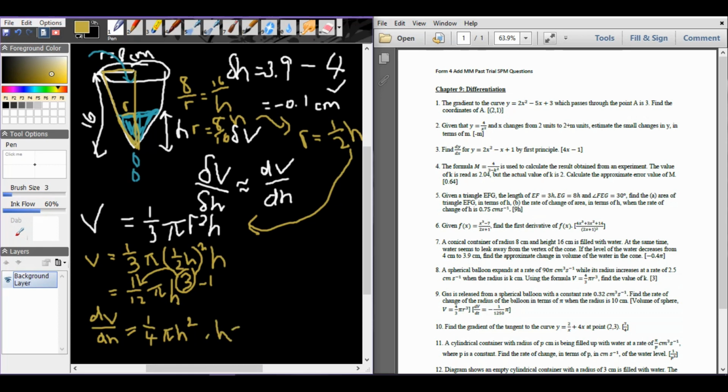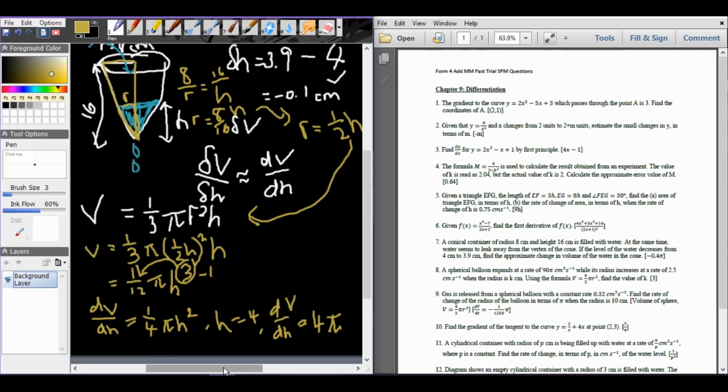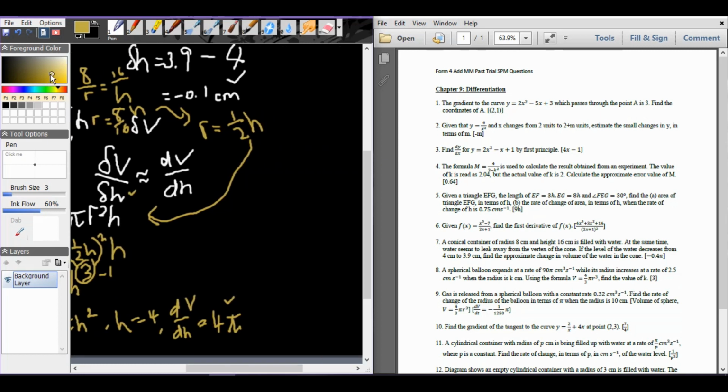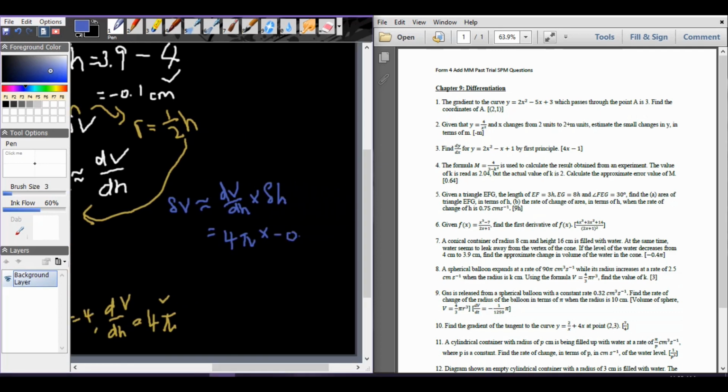Then when H equals 4, we will have dV/dH equals 1 over 4 pi 4 squared. Then we will have 4 pi. Okay, so now we have dV/dH and also delta H. We can find the value of delta V. So delta V is approximately equal to dV/dH times delta H, which is 4 pi times delta H, which is negative 0.1. So the answer is negative 0.4 pi.